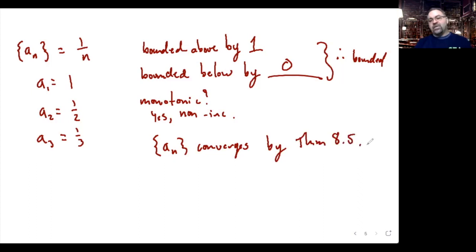So that's what theorem 8.5 allows us to do, is to show the convergence of a series without having to worry about the limit. Now, could I have done the limit on this one? Oh yeah, I could have. In fact, that's kind of how I knew it was zero for the lower bound. But you didn't have to do that if you could prove that it was monotonic and bounded above and below. So that will be part of our work here as we get ready to go into the work on page 564.